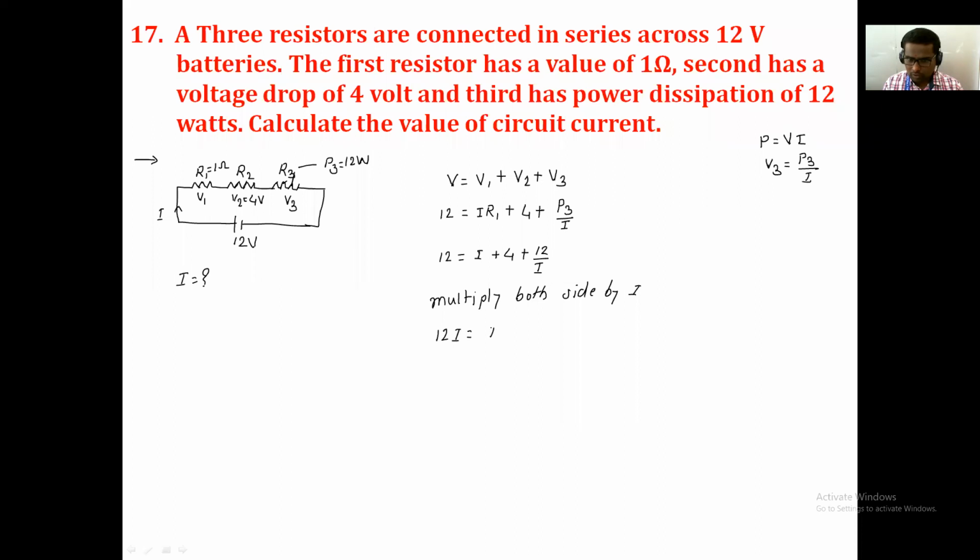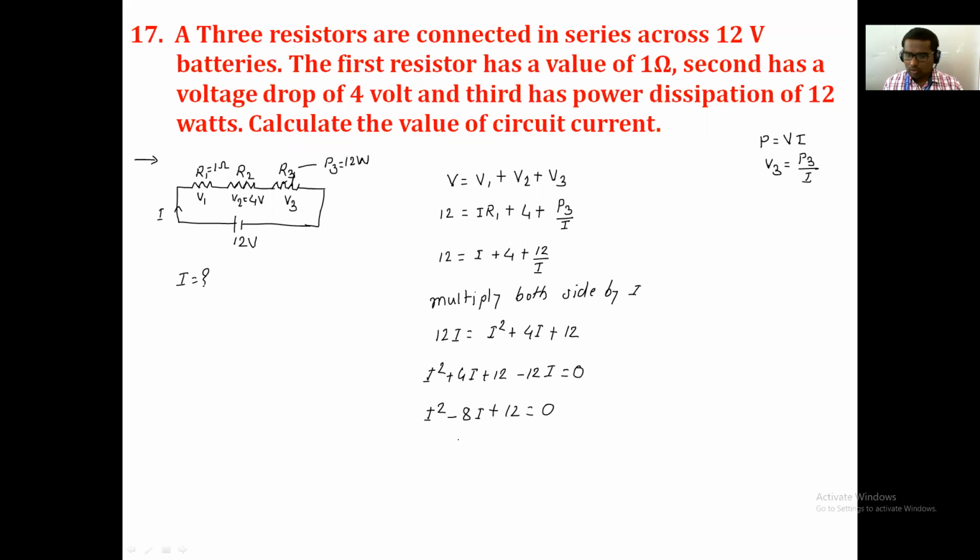Then here I get 12I is equal to I square plus 4I plus 12. Is it right? And then if I transfer this 12I to this side, then my equation becomes I square plus 4I plus 12 minus 12I is equal to 0. Then again, when I simplify these things, I square minus 8I plus 12 is equal to 0.